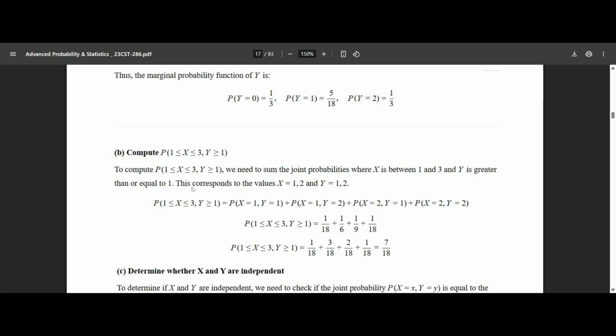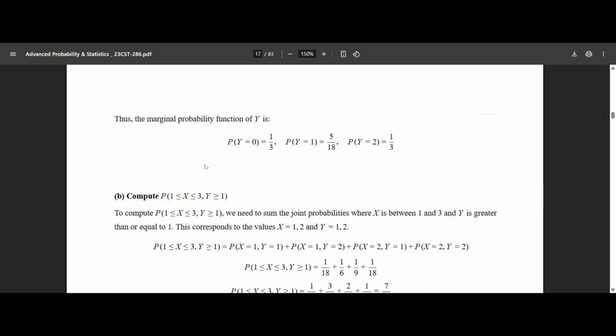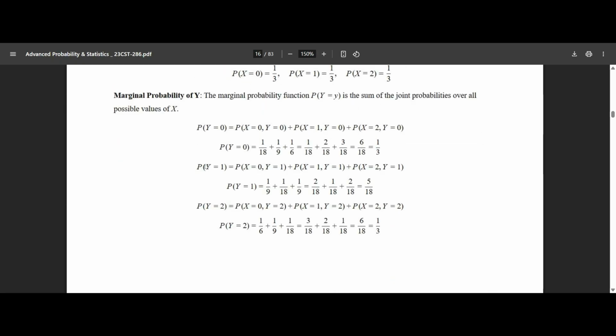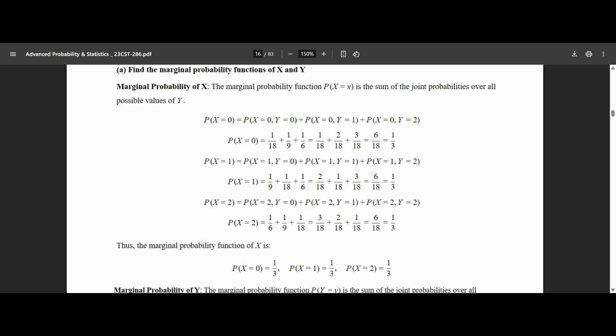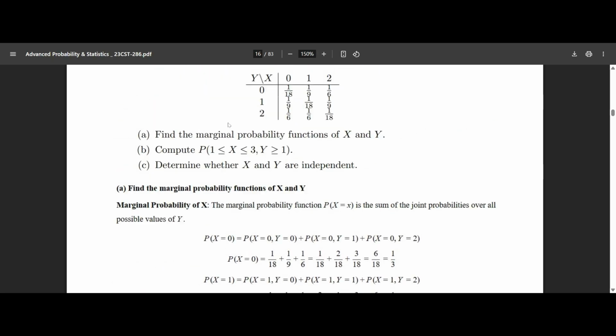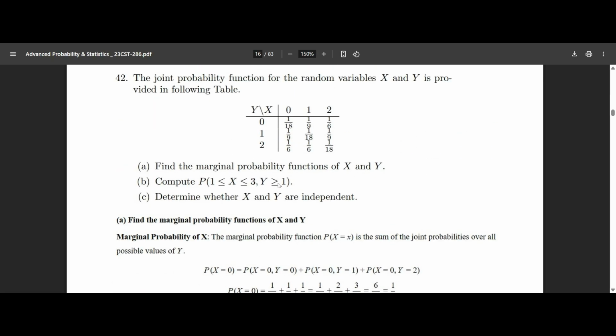Also, this is where joint probability comes in. We don't simply need to find the first probability. We also need to find it when there is a given condition. What is the condition? That y is also greater than or equal to 1. Y is also 1 or 2. So we simply need to find the sum of these four elements.